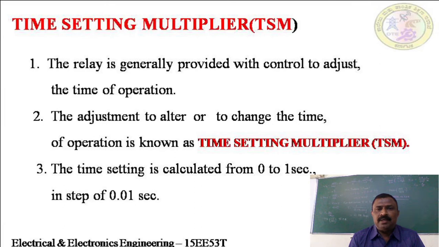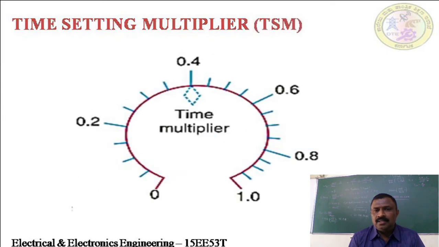The relay is generally provided with a control to adjust the time of operation. The adjustment to alter or change the time of operation is known as time setting multiplier. The time setting multiplier is calculated between 0 to 1 second in steps of 0.01. Say for example, when the dial is at 0, this is called an instantaneous relay.